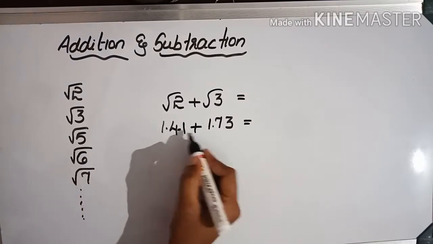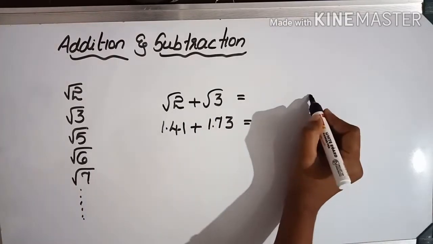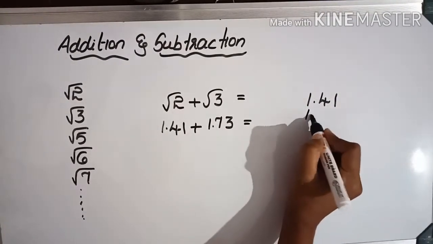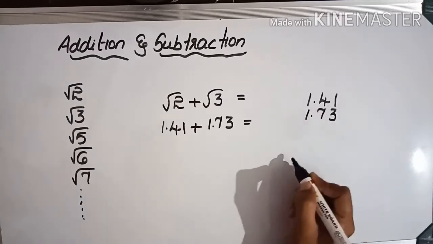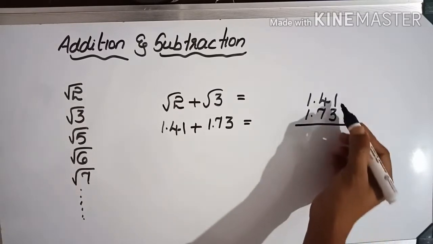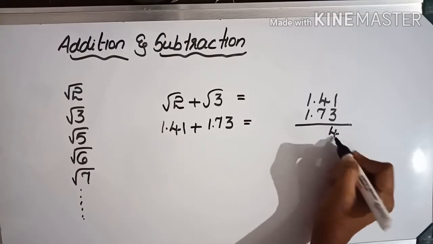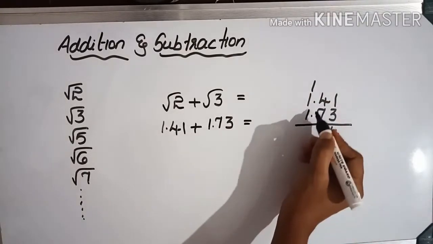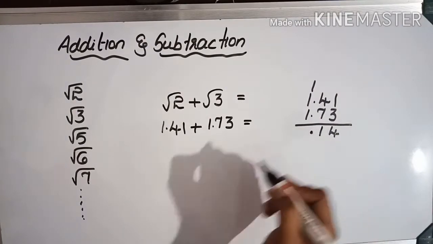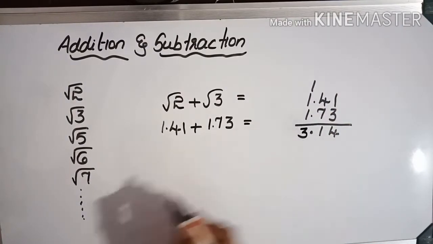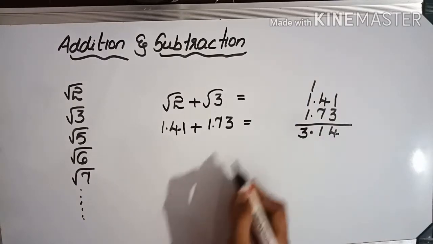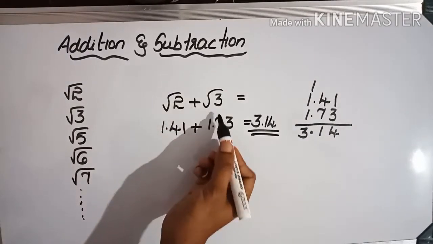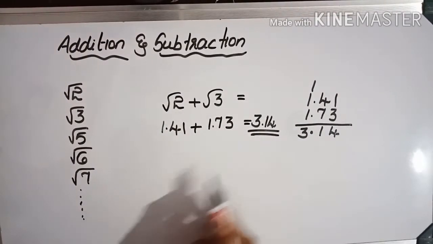So 1.41 plus 1.73. Let's check. So 1.41 like this, then 1.73. Then we can directly add. So 3 plus 1, 4. Then 7 plus 4, 11, 1 here, 1 here. Then put the point here before 2 numbers. Then the total will be 3.14. So 3.14 is the answer of root 2 plus root 3. Directly it is not possible to add.